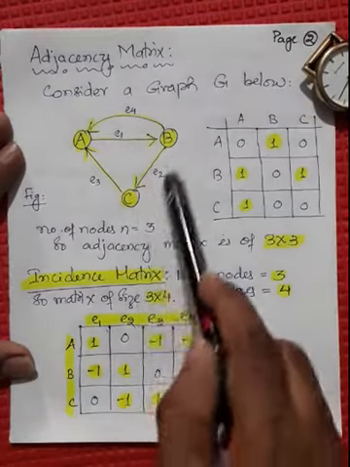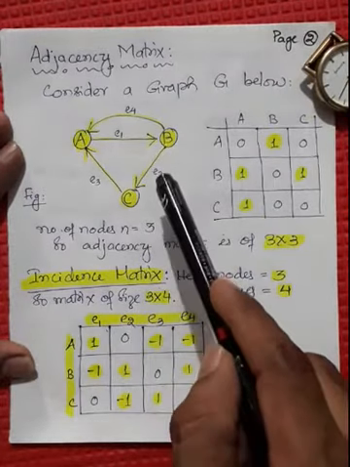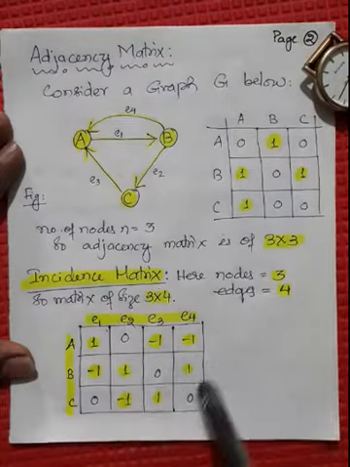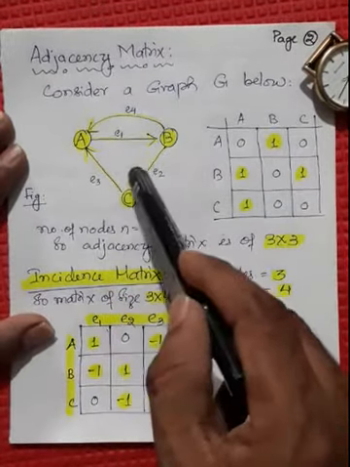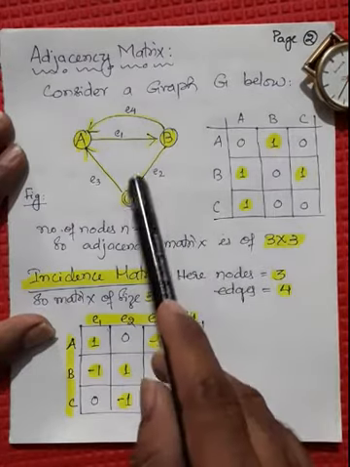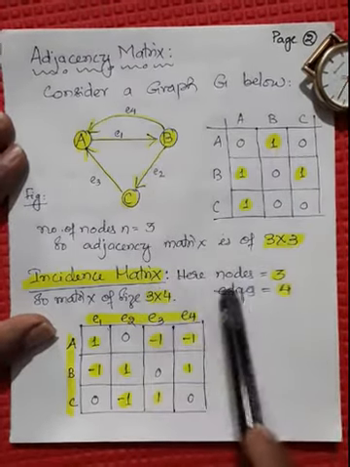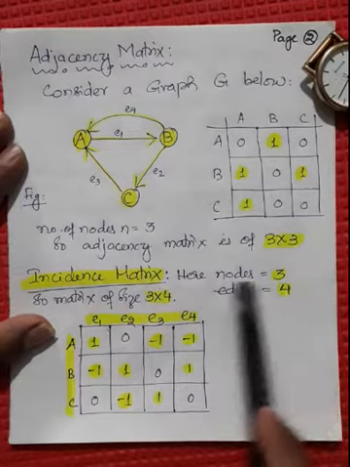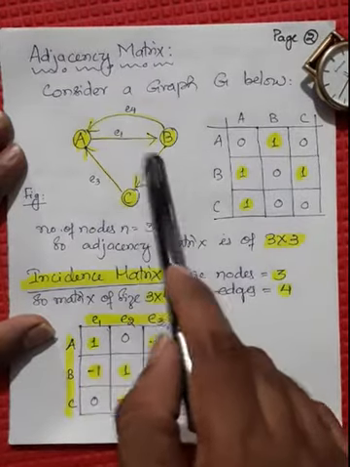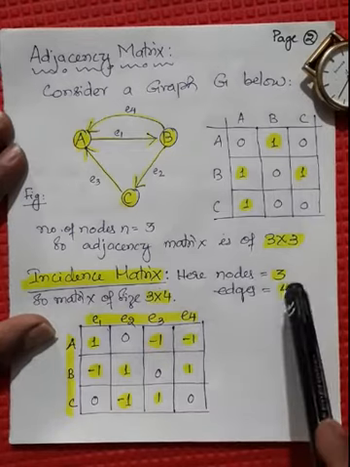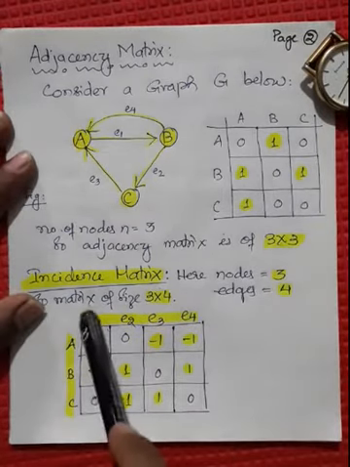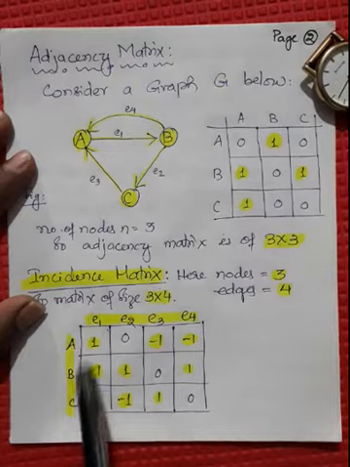You can see for the same graph, when you represent it using an incidence matrix, you have to identify how many edges and how many nodes there are, both counts. Here for this example, A, B, C, 3 nodes are there. Edges E1, E2, E3, E4, 4 edges are there. So we have to take a matrix of 3 rows and 4 columns.